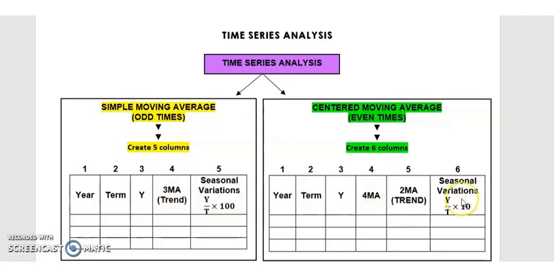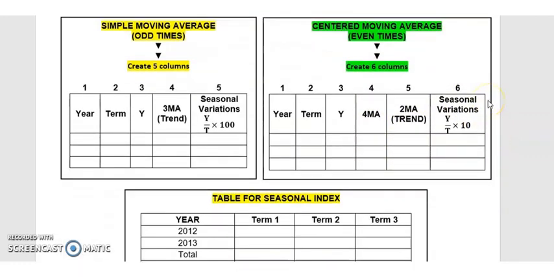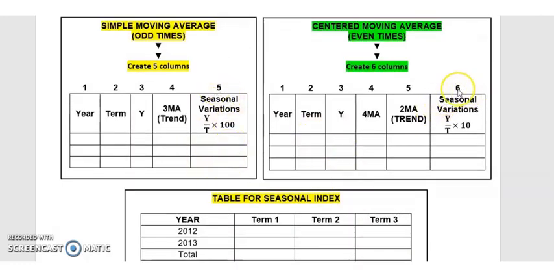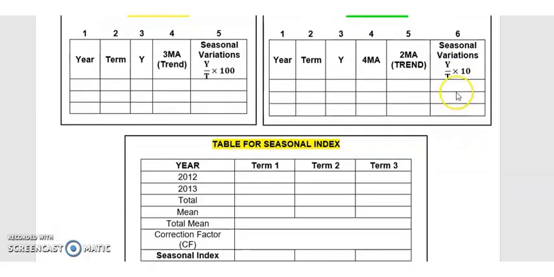And then the last column, similar to simple moving average, is for seasonal variations. So remember, simple moving average, directly you create 5 columns. Centered, you directly create 6 columns. After you create this table, you need to tabulate the original data into this table. Then you need to construct a table for seasonal index. The seasonal index values will be based on the seasonal variations values. So later on, you need to tabulate these seasonal variations into the seasonal index table.